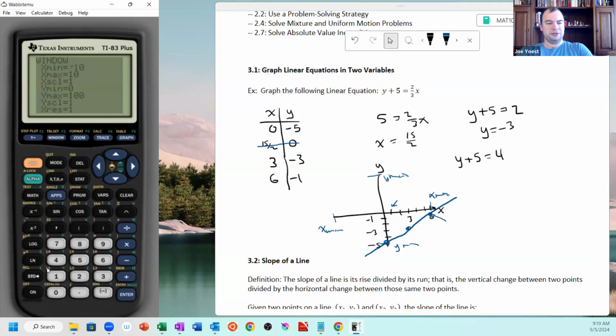So doing -10, the white negative button, not the blue minus button, to 10 for Xmin and Xmax, X scale of 1, and then the same thing for the Ys. Ymin of -10, Ymax of 10. Make sure your Y scale is 1. And then this X resolution, just set that to 1. That's the default setting, and that works fine.